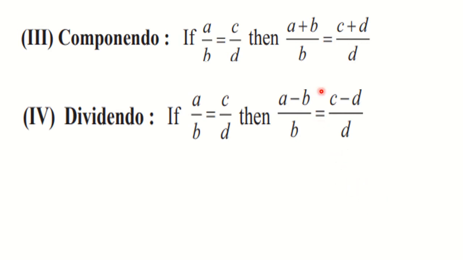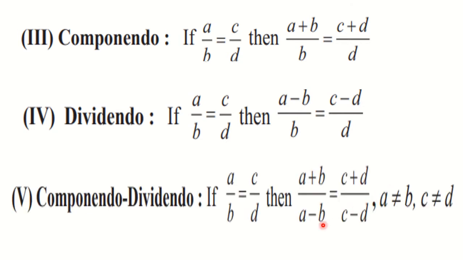And the last property is a combination of these two, and it is called componendo dividendo. If A upon B is equal to C upon D, then A plus B upon A minus B is equal to C plus D upon C minus D. This means in the numerator we are adding and in the denominator we are subtracting. It is a combination of these two properties, componendo and dividendo. So the property is called componendo dividendo.